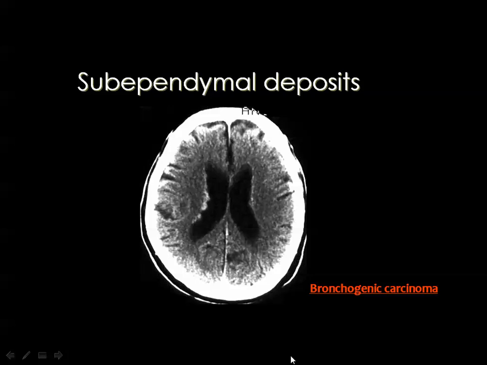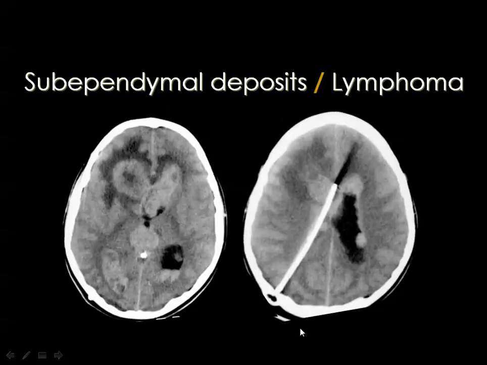Then subependymal metastatic deposits are diagnosed in patients known to have primary malignancy, and this patient is known to have a bronchogenic carcinoma with multiple enhancing nodules in the wall of the ventricle, diagnostic of metastatic deposits. And this is the case of multiple periventricular enhancing lesions in the wall of the ventricle, and surrounded by some degree of perifocal brain edema.